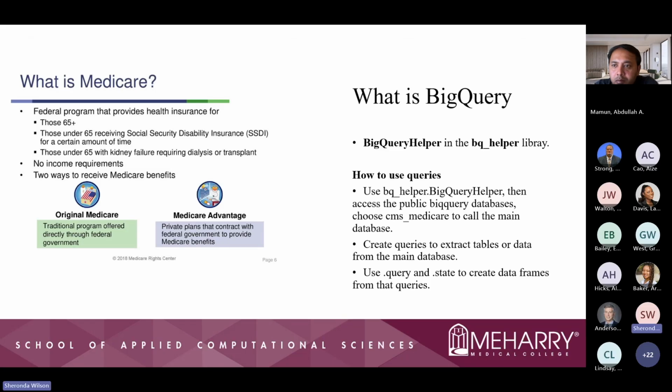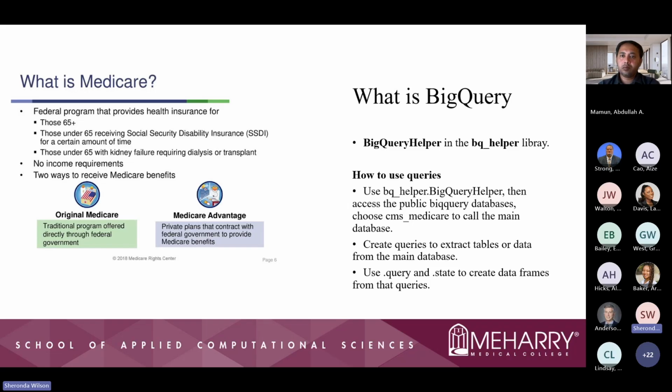So a lot of people do not understand what Medicare is. So I want to give you a little background of Medicare. Medicare is a federally funded program that provides health insurance to individuals that are 65 and older, anyone receiving Social Security disability insurance, or anyone under 65 who has kidney disease, where they may require dialysis or a possible transplant. Medicare has no income requirements. There are two different Medicare benefit options right now: traditional Medicare, which is federally funded through the government, and Medicare Advantage, where private plans are now offered, contracted through the federal government.